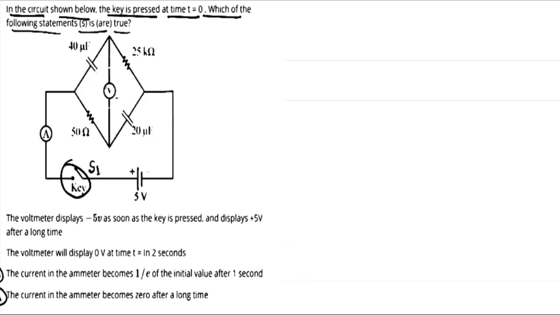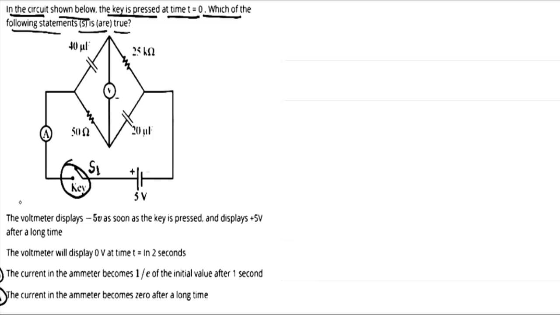Okay, so we find out the voltmeter displays 5 volt as soon as the key is pressed and displays plus 5 volt after a long time. The voltmeter will display 0 volt at time t equals ln 2 seconds. And third, the current in the ammeter becomes 1 upon e of the initial value after 1 second, and the current in the ammeter becomes 0 after a long time.